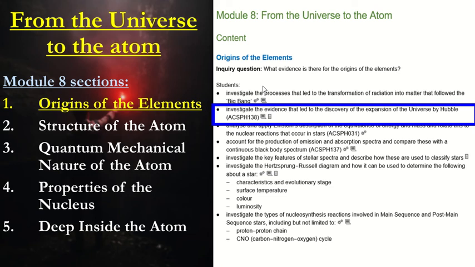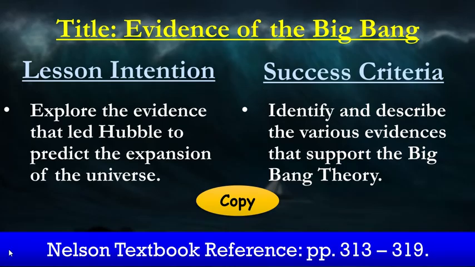Physics, we are looking at module 8, inquiry question number 1. The document we're focusing on is to investigate the evidence that led to the discovery of the expansion of the universe by Hubble. Okay? So, let's just quickly have a look. The textbook reference we are dealing with is this one here. We're going to explore some of the evidence that led to Hubble's prediction that the universe was expanding, and we are going to actually try and describe and look at what each one kind of means.